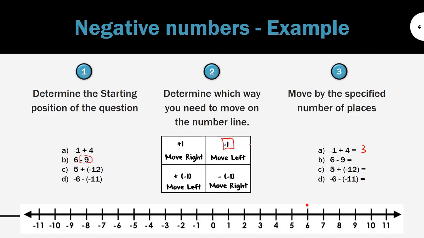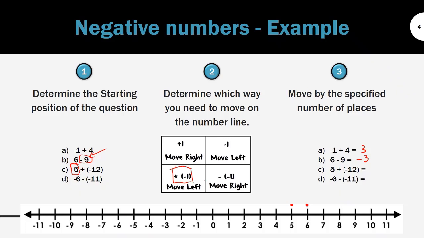So when I take away a positive, all right, I move left on the number line, and I need to move by 9 places. So 1, 2, 3, 4, 5, 6, 7, 8, 9. So I end up at negative 3, okay? Next, I'm doing 5 plus negative 12, okay? So here I've got 5, so I'm starting at 5 on the number line, and then I'm adding a negative.